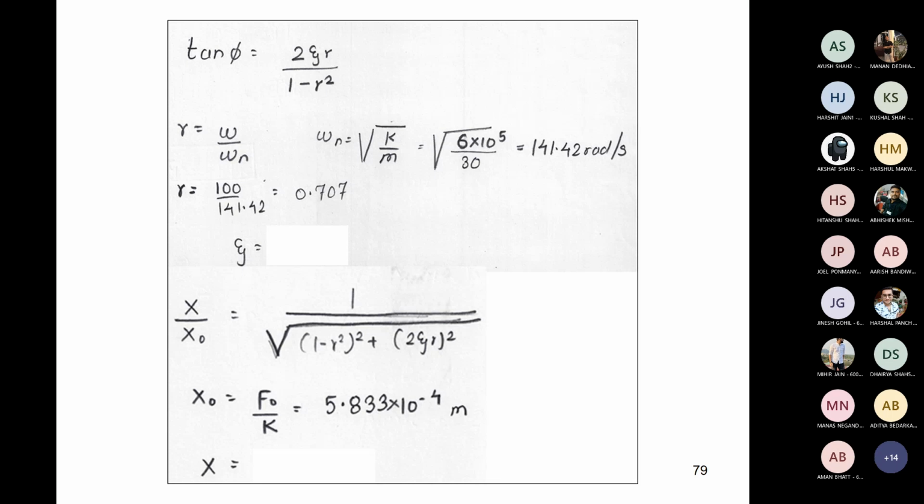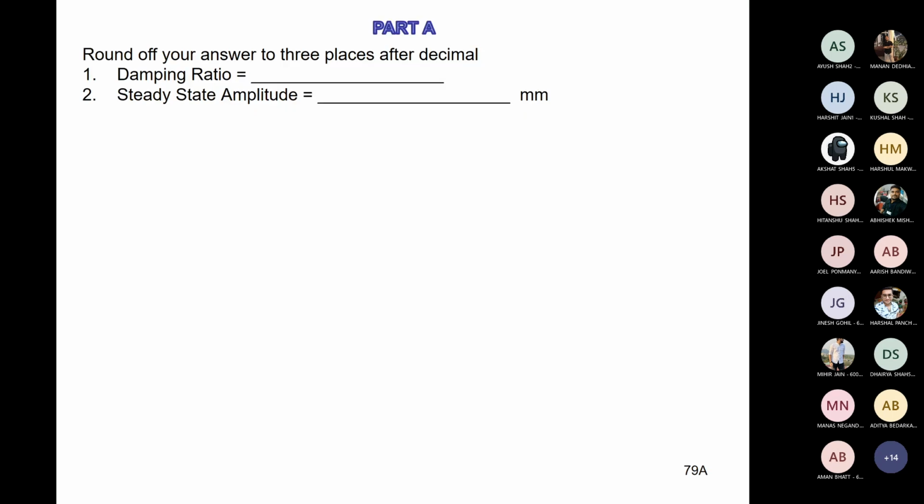All right. So we have almost solved this example. So what I want to do is, I have also posted the assignment. So what I want you to do is open up the quiz and fill the values in the quiz for the damping ratio and the steady state amplitude.